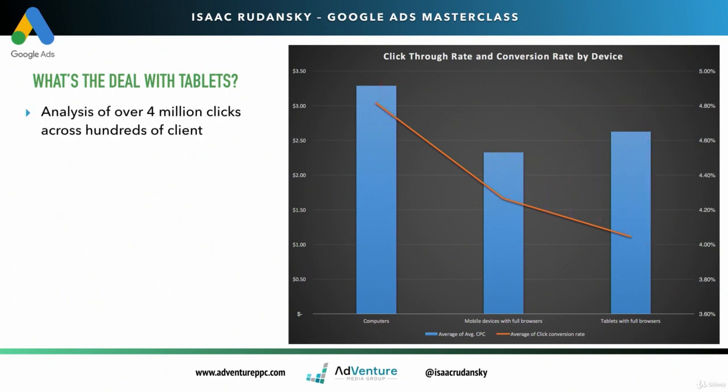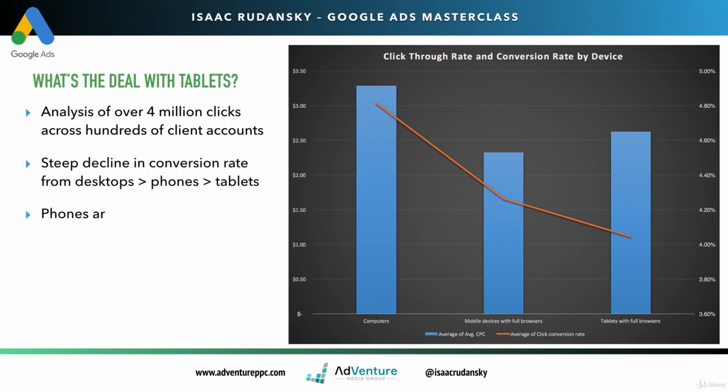Again, this was done with hundreds of client accounts, over 4 million clicks, and you see the steep decline in conversion rate from desktop to phones to tablets. With phones, we can understand they're small devices, they're difficult to navigate, your thumbs are sometimes large and you can't click that button, but what's the deal with tablets? Why are tablets performing so poorly? And this is something we've seen over hundreds and hundreds of accounts.